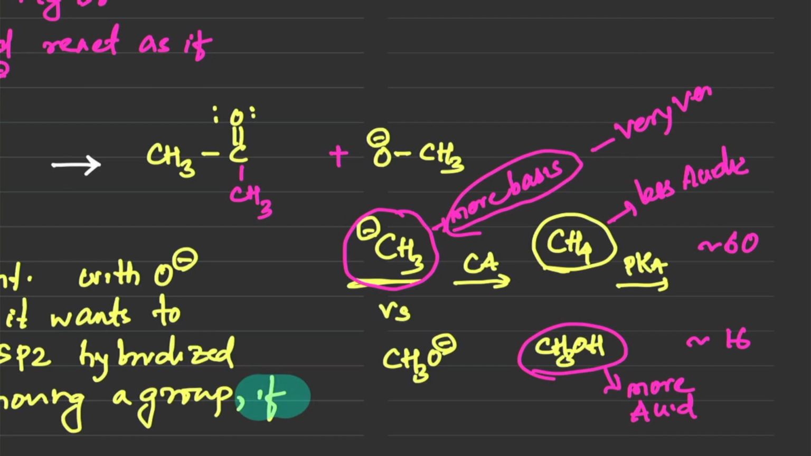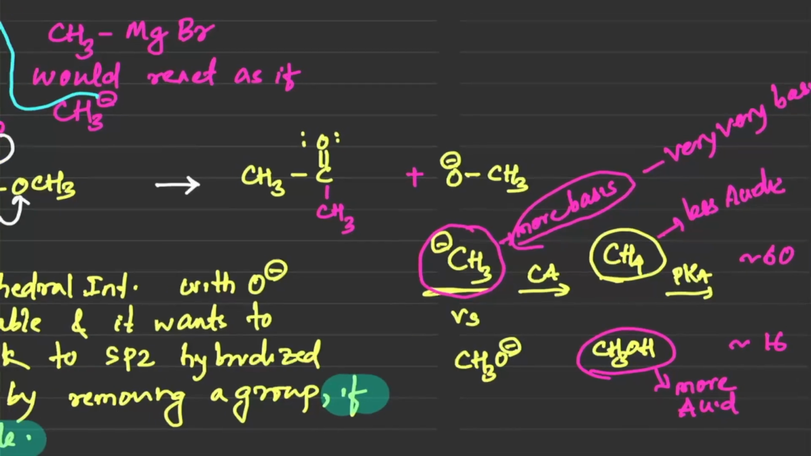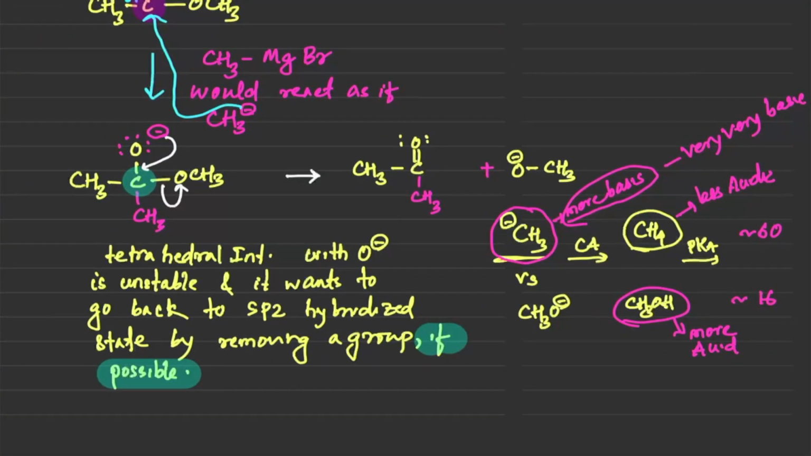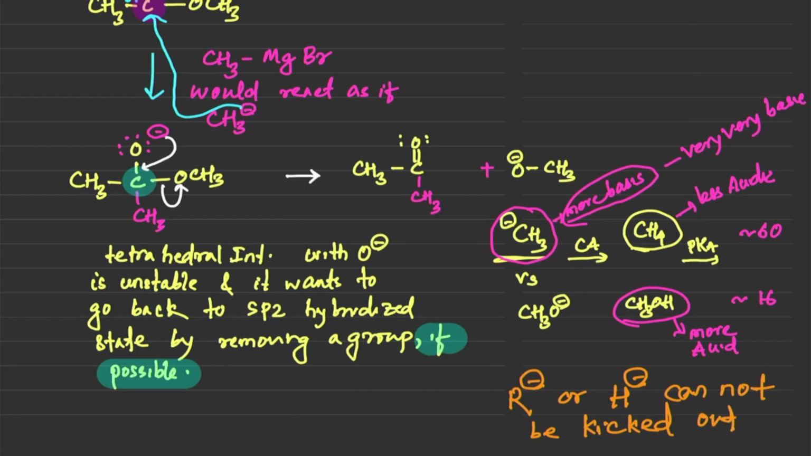Very basic. So you're never going to have a carbon group, R minus, or H minus kicked out. Cannot be kicked out. So you cannot remove either CH3 minus or hydride, H minus, from here. It has to be a pKa much smaller. So in this case, we can do this.